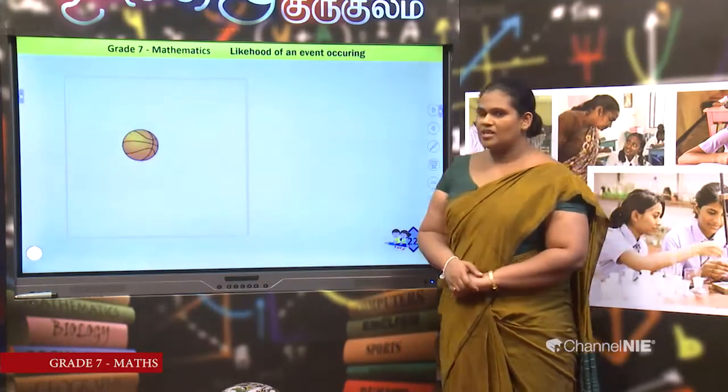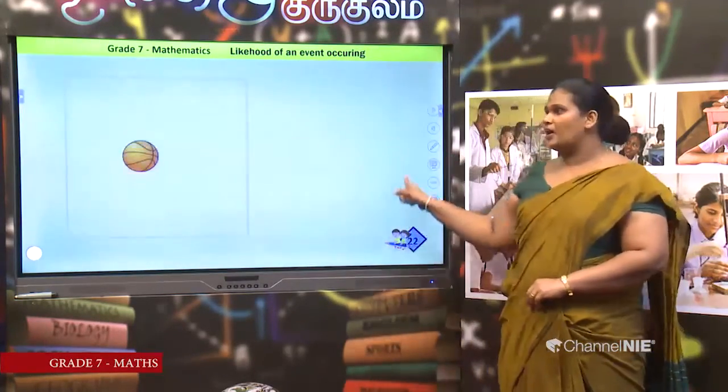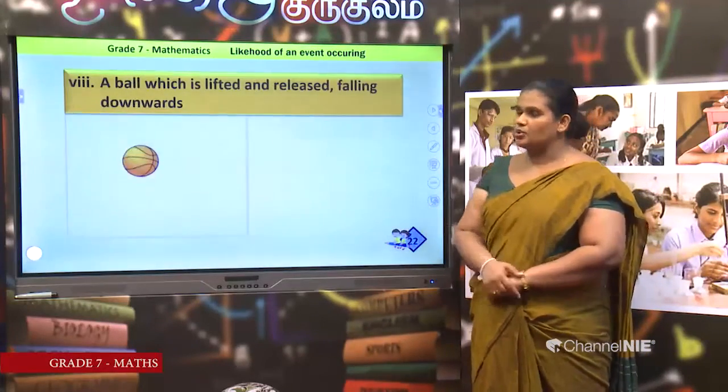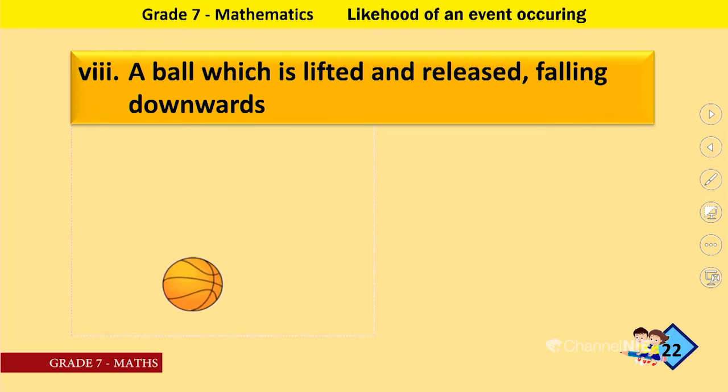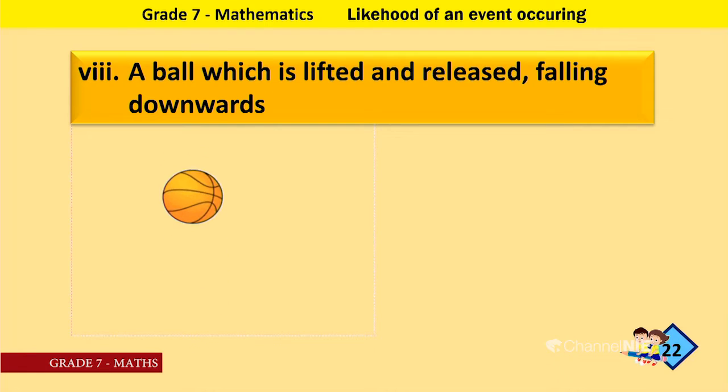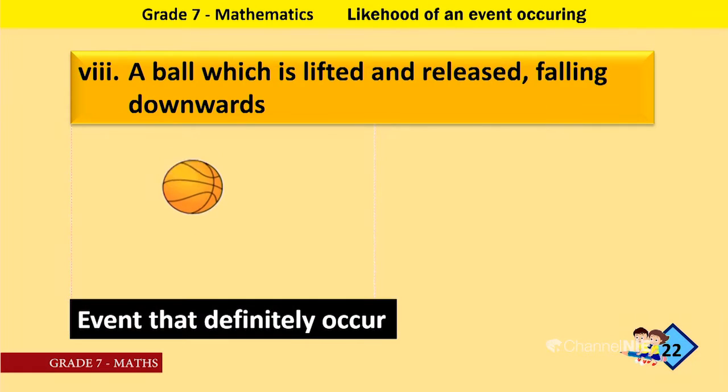Right. Now, what is here? I can see a bouncing ball. Isn't that so? So, my event is a ball which is lifted and released falling downwards. If you lift a ball and release it, what would happen? It would surely come down. So, it's an event that would definitely occur.